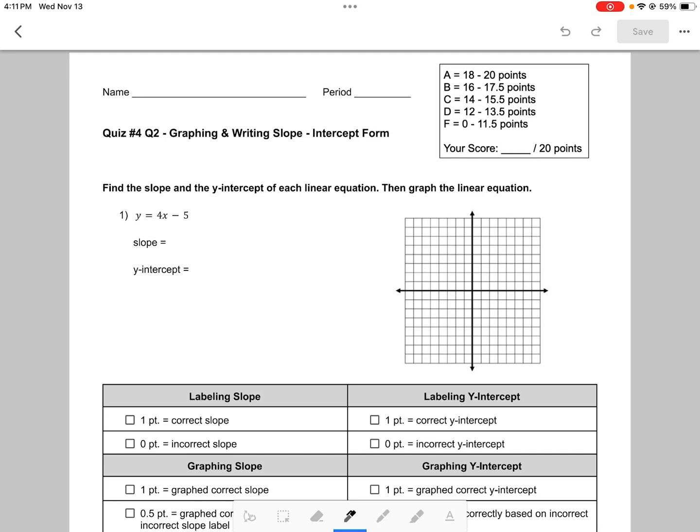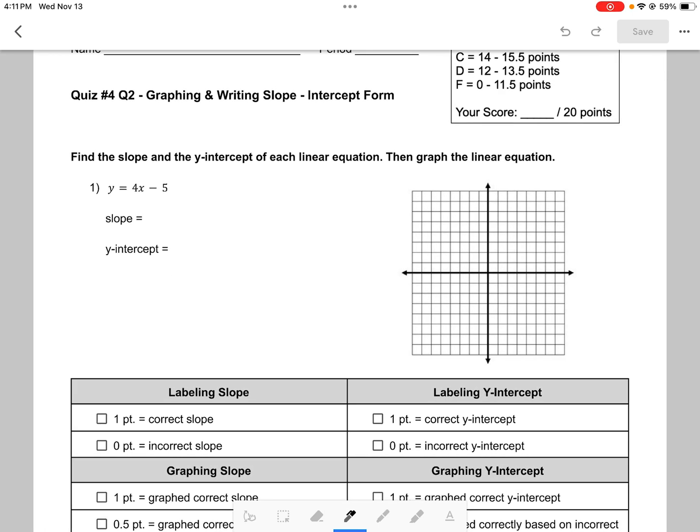Okay, friends, today we're going to talk about our graphing and writing slope quiz from Friday. Our directions say to find the slope and the y-intercept of each linear equation and then graph the linear equation. So looking here, y equals 4x minus 5. I'm going to rewrite my slope-intercept form equation so we remember what it is. It's y equals mx plus b.